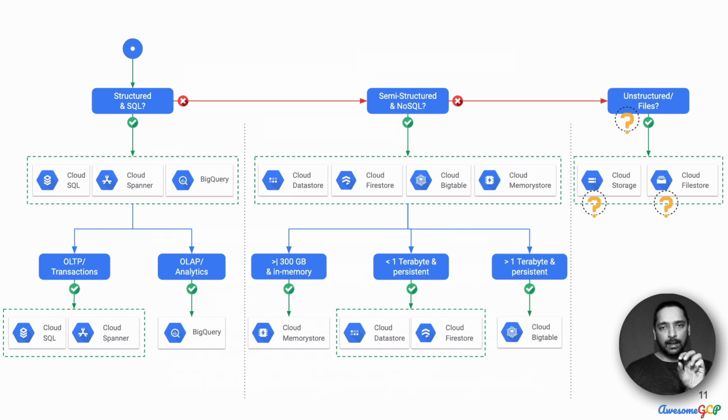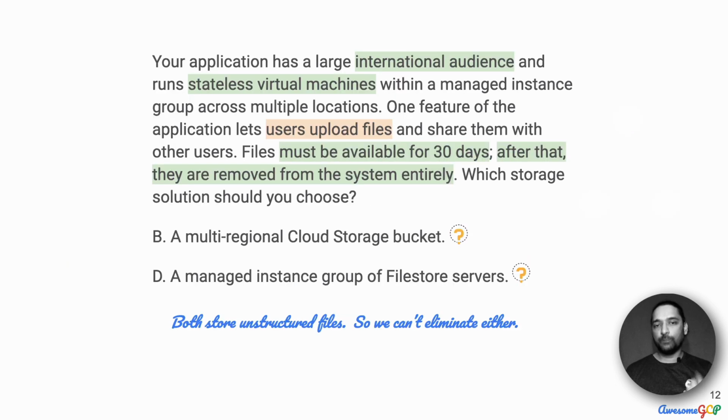So, in just looking at this flowchart, we know already that our data is going to be unstructured files, right? Looking at the far right section, we've got three options there. Under files, unstructured files, which is already chosen as the group that we want, we have two more, which are cloud storage and cloud Filestore. Both of these work with unstructured files, and therefore we cannot eliminate either of them at this point.